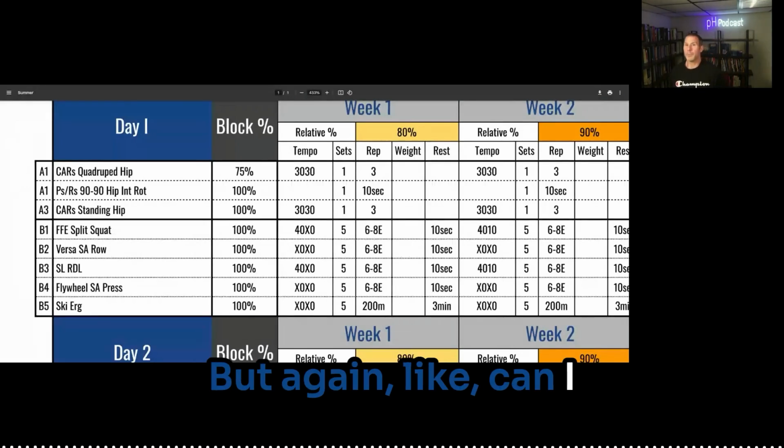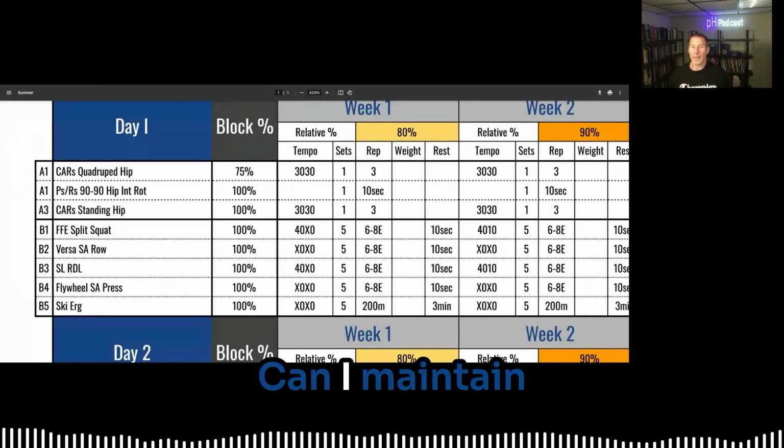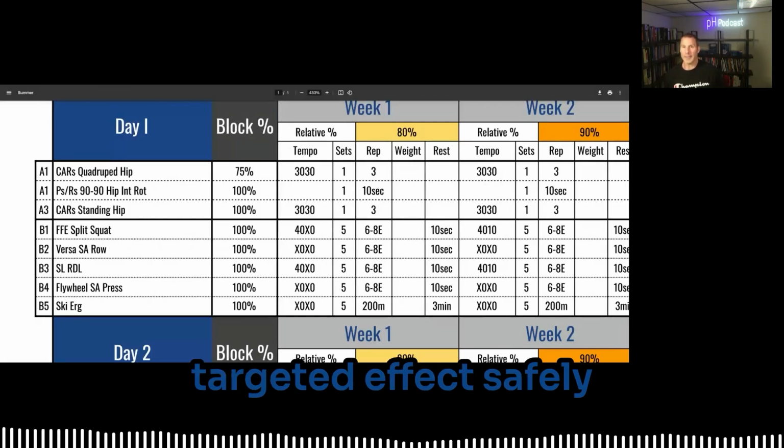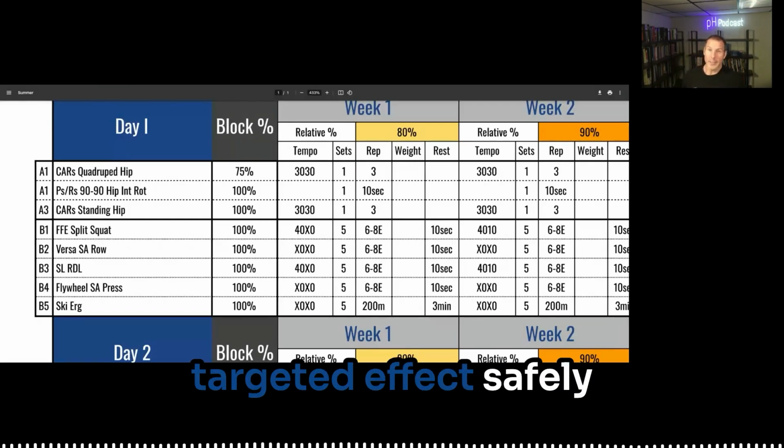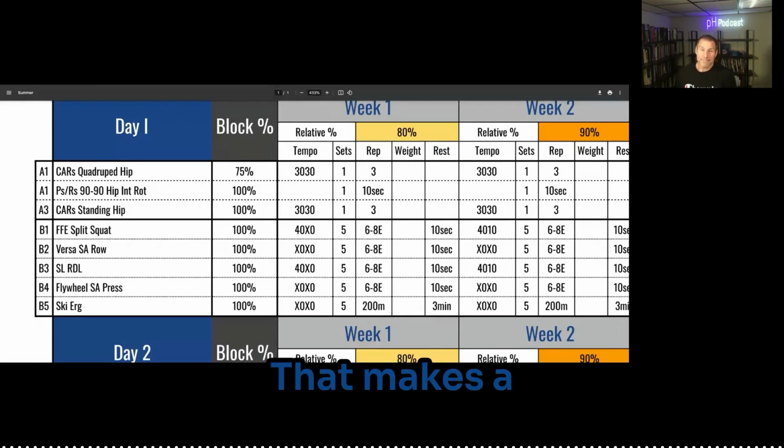But again, can I train with great intent? Can I maintain high quality? Can I get to the targeted effect safely and consistently? That makes a big difference.